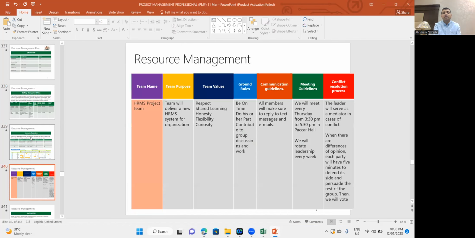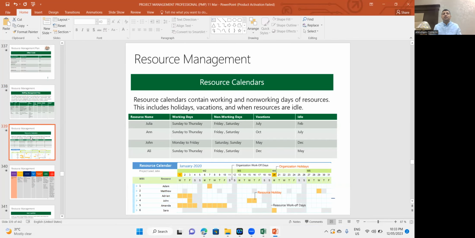But the resource calendar tells you, for Kumar, let's say Kumar works from Sunday to Thursday, and he doesn't work on Friday, Saturday. And he has a vacation on the full month of July. He is available in February, he has nothing to do. So this is where we know whether our resource is available or not available.